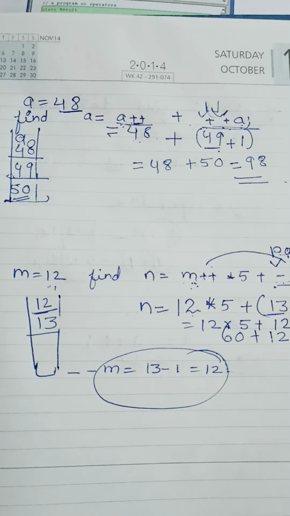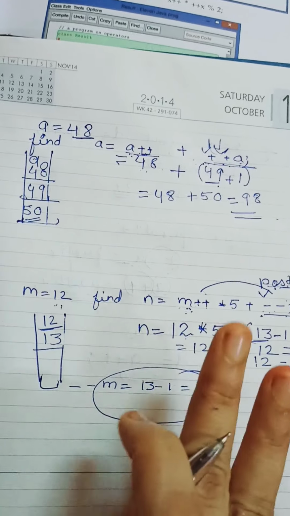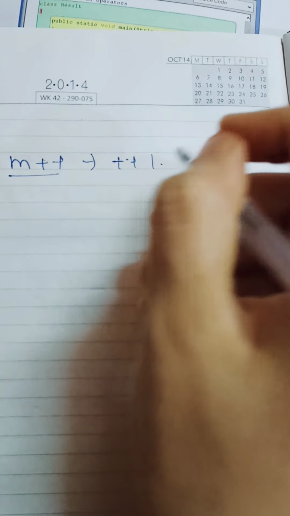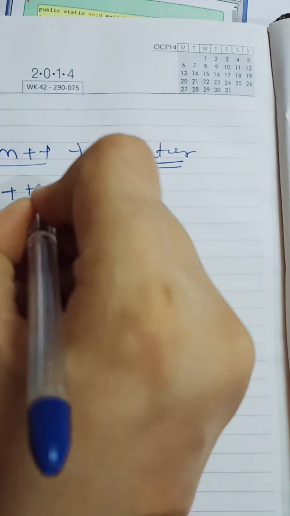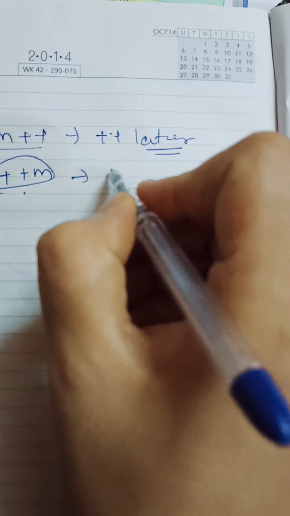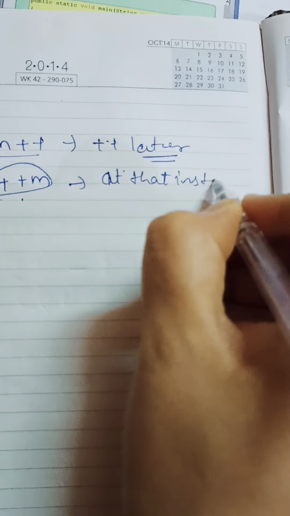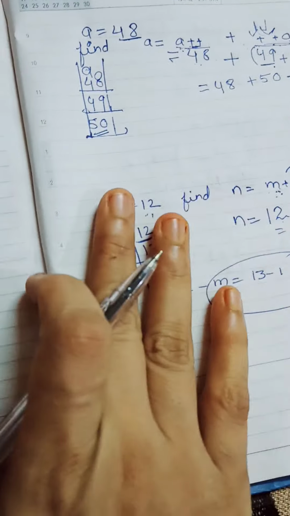Okay, so this was the whole concept for evaluation of prefix and postfix. Whenever you find an expression like this, the short trick is you will increment it later. But when you find an operation like this, you will increment it at that time only, at that instance only. So students, this was all about working with prefix and postfix.